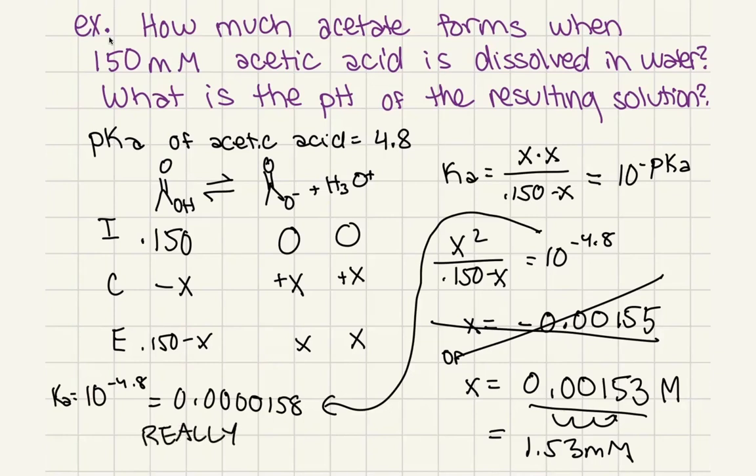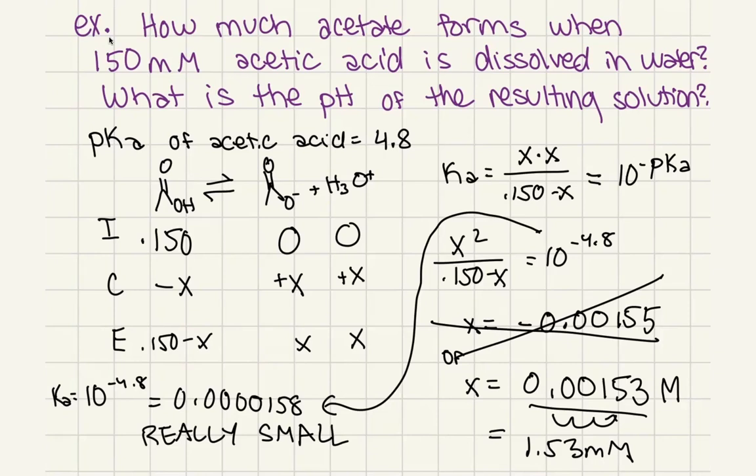Really small. And what does this mean? This means that not very much of it is going to be dissociated. It tells us that our reactants are much favored over our product. So the acid, this bottom part of the equation, is going to be much bigger than the top. So we get a really, really small number. Less of it is going to be dissociated.